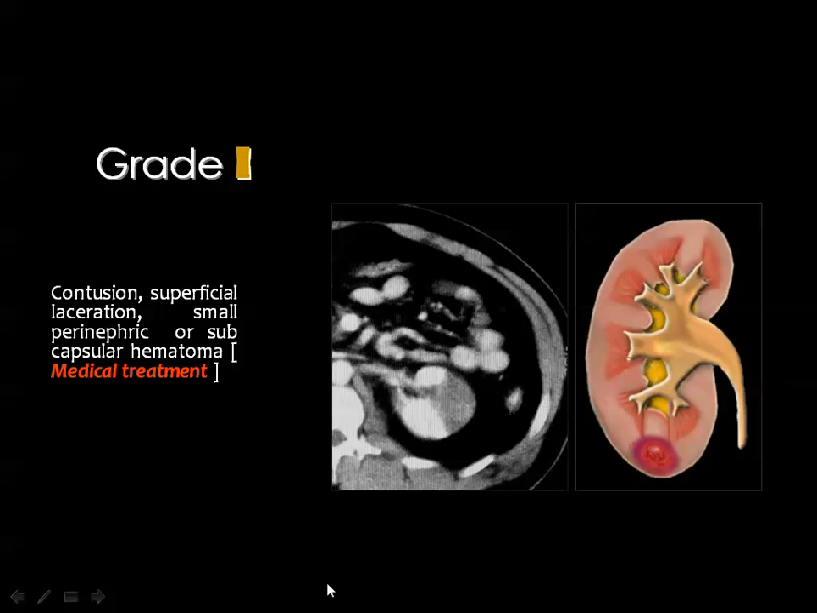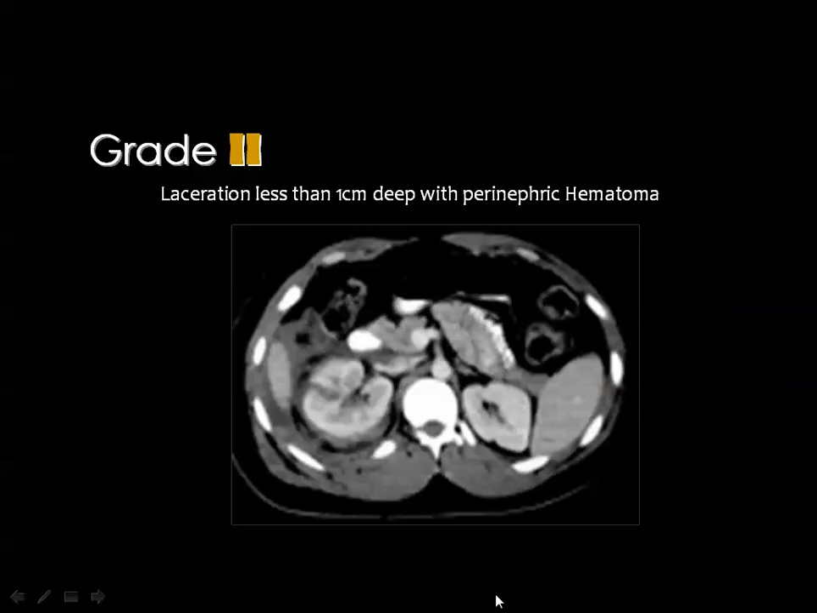And the grade 1 injury represents just the parenchymal renal contusion, which will not show contrast enhancement. If this scan is obtained without contrast, you cannot appreciate the presence of this renal contusion. Then grade 2 is a laceration less than 1 centimeter and is not reaching the pelvicalyceal system, and is associated with some perinephric hematoma, as you can see.